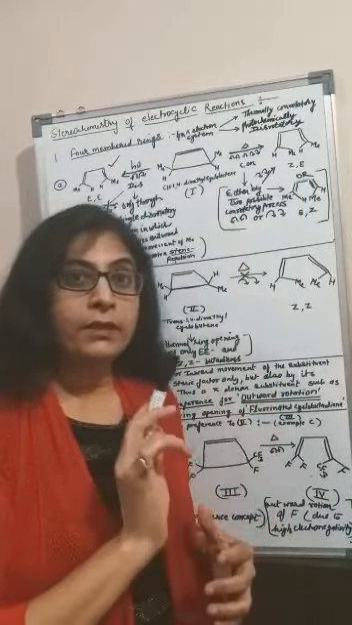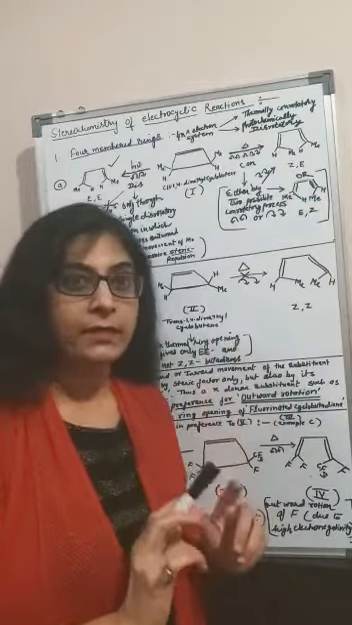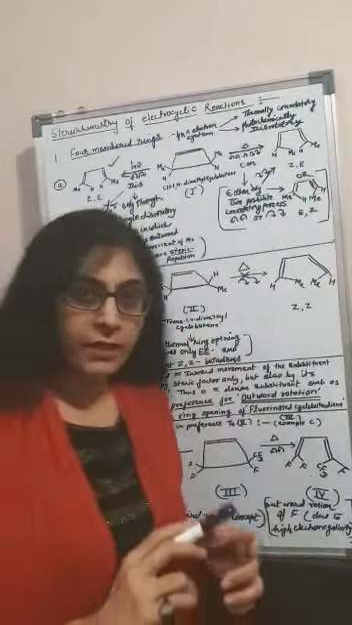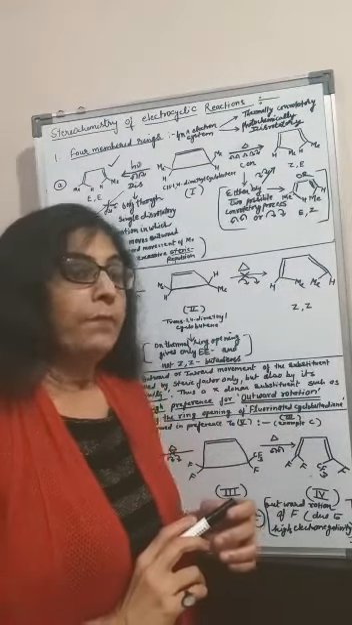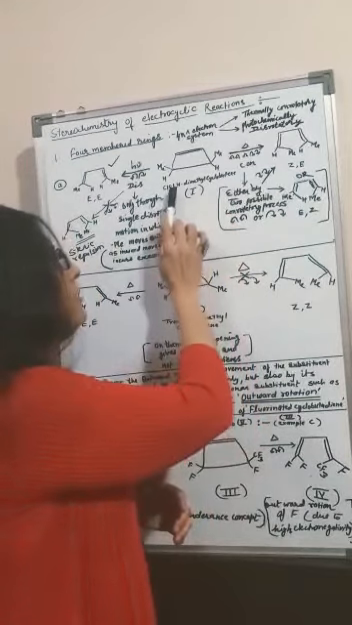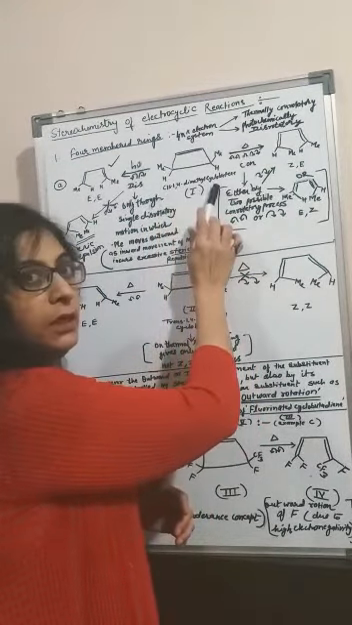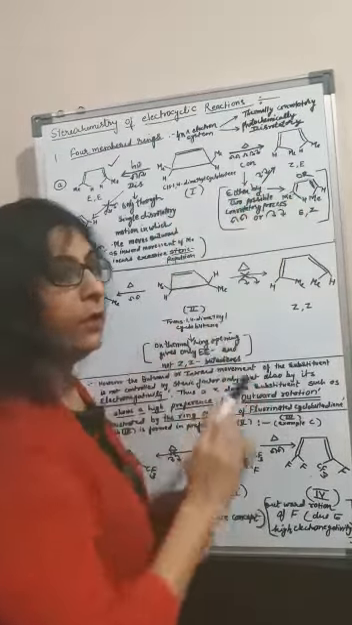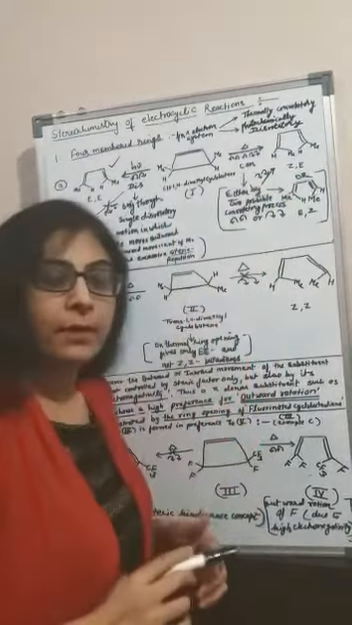You have to understand that this triangle sign means a thermal reaction, and if h nu is given, it is a photochemical reaction, that you all know. Now it is a thermal reaction. The first example is the ring opening of cis-1,4-dimethylcyclobutene to butadiene. This is undergoing a thermal process.